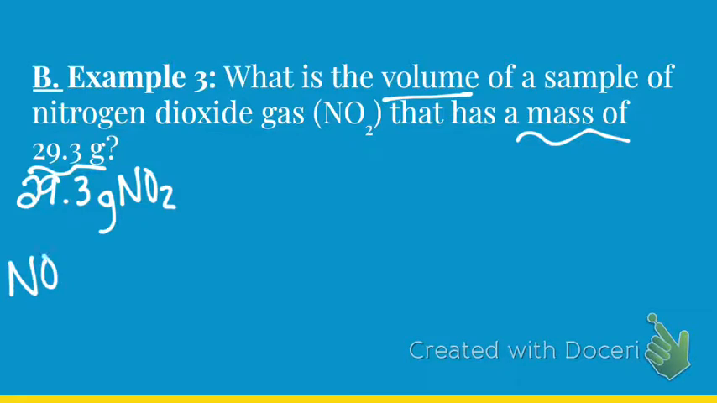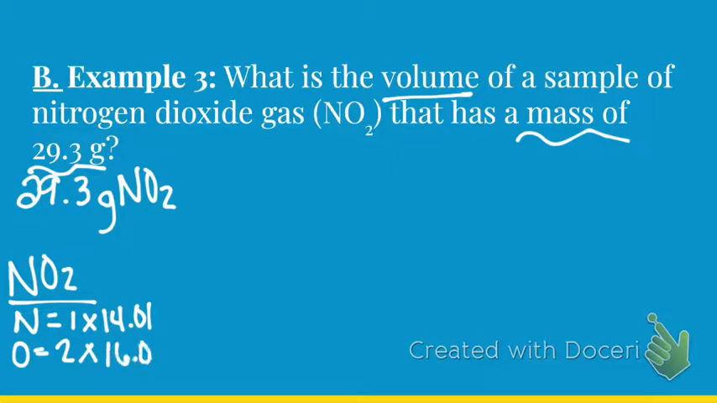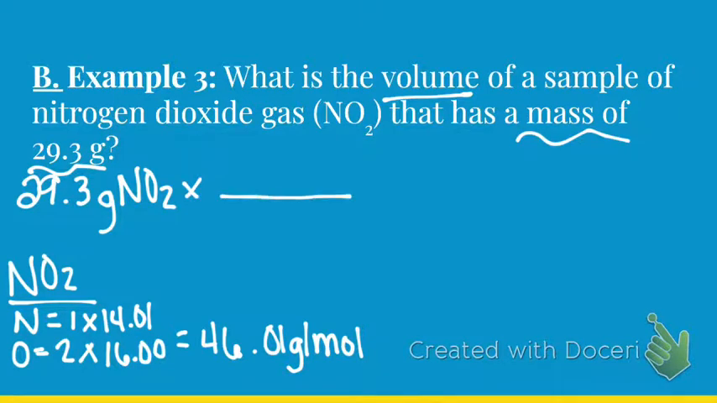So we have NO2. 1 nitrogen, 2 oxygen. Nitrogen again is 14.01. Oxygen rounds out to 16. Multiply and add everything up, and you get 46.01 grams per mole. So that's the first piece, because I need to get those grams to eliminate. So 46.01 grams will be the bottom, and 1 mole will be the top. I can go ahead and eliminate those.